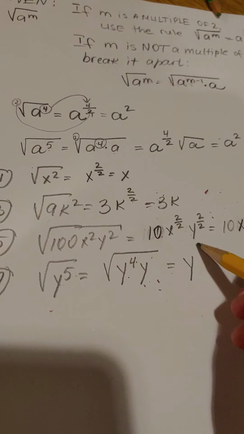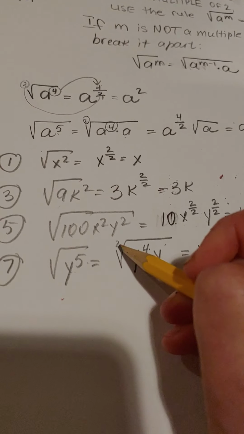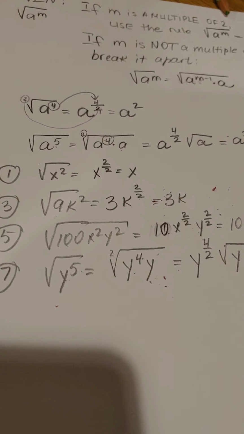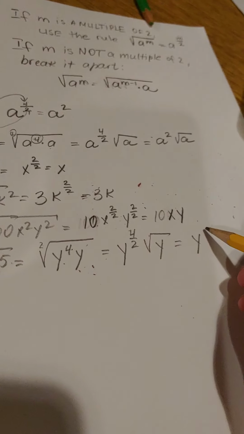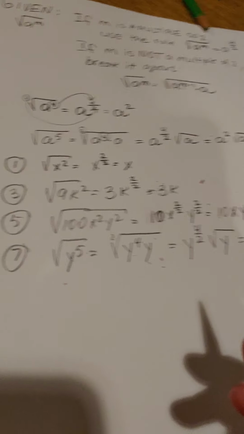So it's y 4 over 2. 4 goes on the top. 2 from right here goes on the bottom of the fraction. And then square root of y. And we do know that 4 over 2 is 2. Square root of y is the answer.